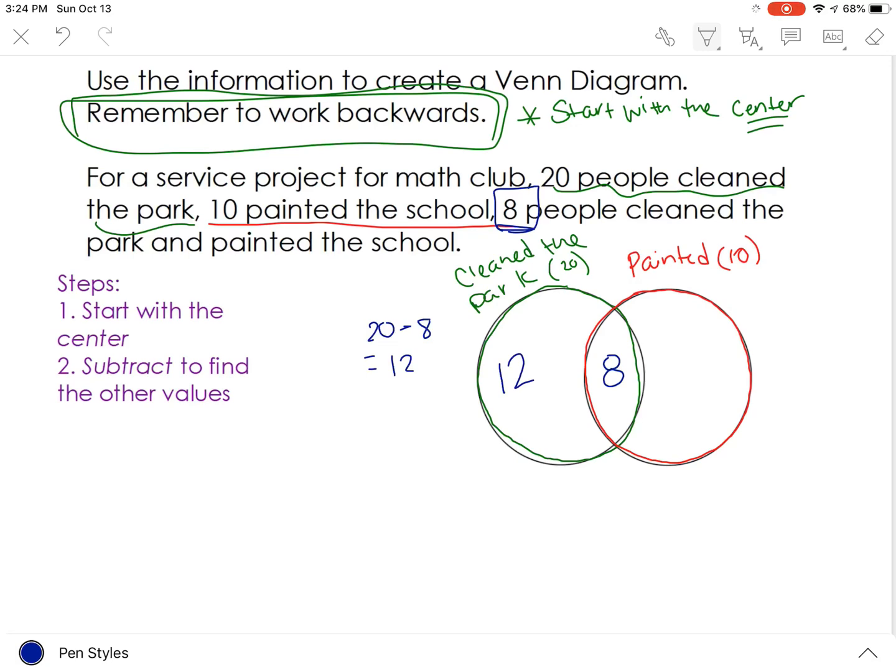Well, for painted the school, we're going to do the same thing. We have a total of 10 people that helped to paint the school. We're going to subtract 8, and that tells us that 2 people only painted the school. And that's our Venn diagram. It shows us what they have in common, right? Which people painted the school and cleaned the park. And it shows us which people just cleaned the park and which people just painted the school.